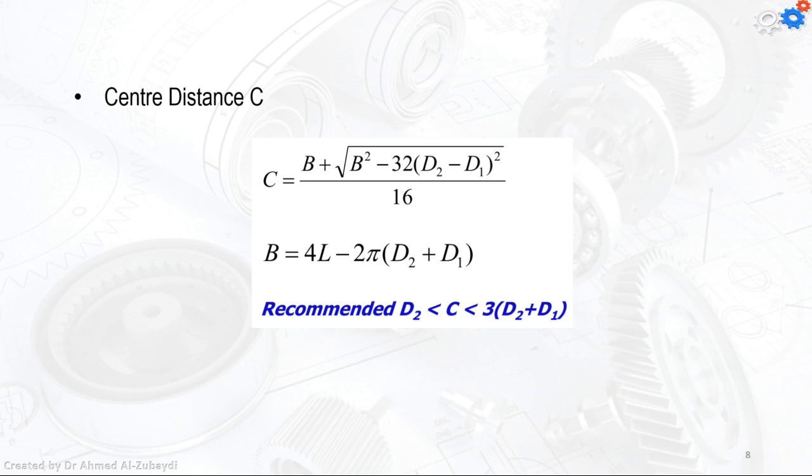So the center distance is now given by the equation that C is equal to B plus the square root of B squared minus 32 multiplied by (D2 minus D1) squared, all divided by 16, where B is given by the following equation, and the recommended value for C is going to be more than D2 but less than 3 multiplied by (D2 plus D1).